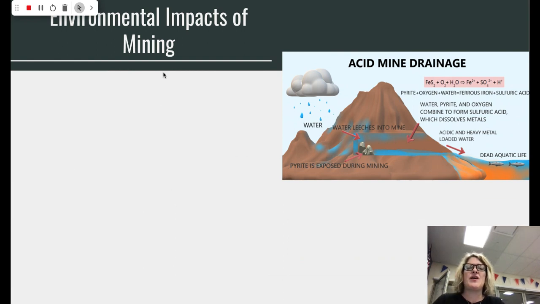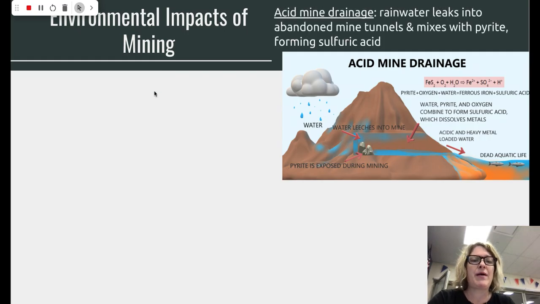And so what are some of the environmental impacts of mining? Well, the first environmental impact from mining that we have is something called acid mine drainage. This is when rainwater leaks into abandoned mine tunnels and mixes with the materials that are already there, like pyrite, which we tend to call, if you've ever heard of it, fool's gold. It's a rock that looks very similar to gold. It has a gold shiny look to it.